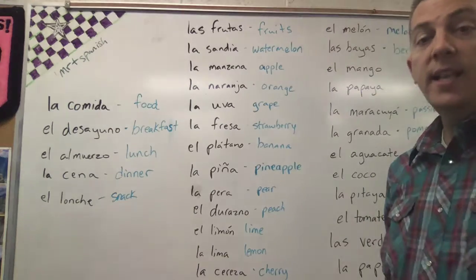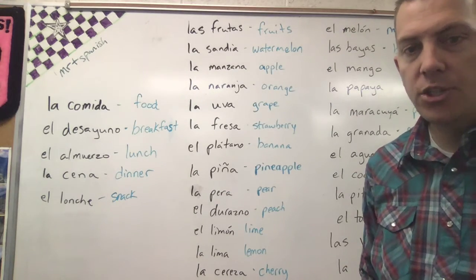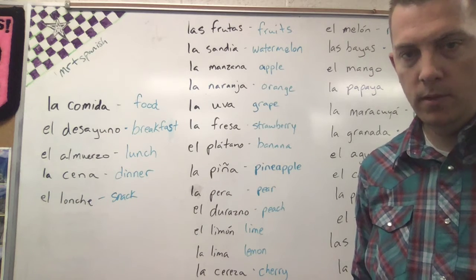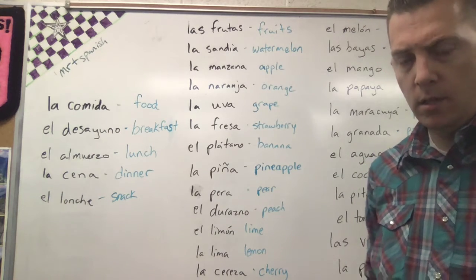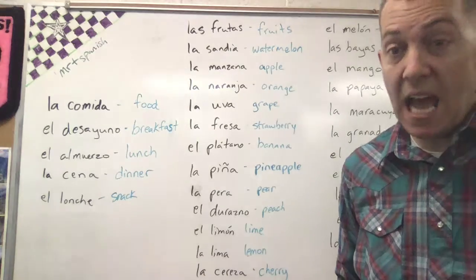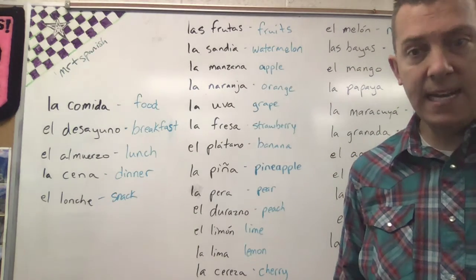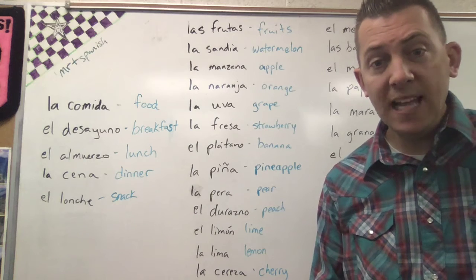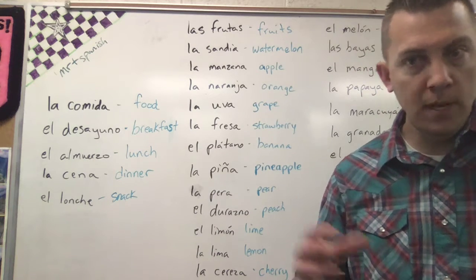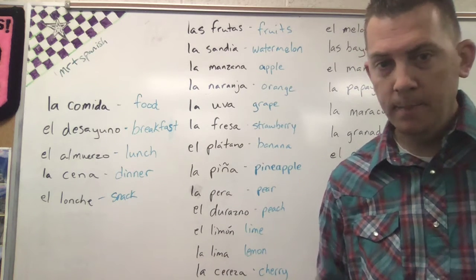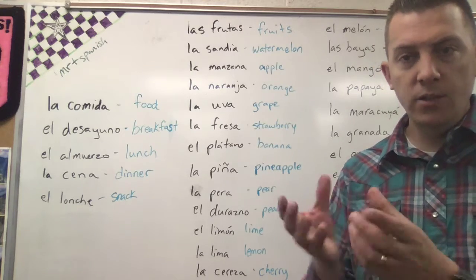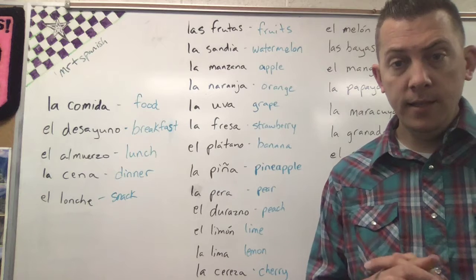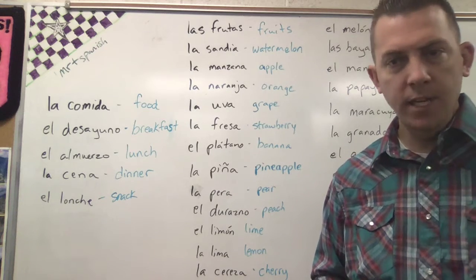Okay? La fresa, strawberry. El plátano is a banana. You might also hear banano or banana. We also have a thing called plantains that is a plátano macho, plátano maduro, or plátano verde. And those ones are used for frying. They're the ones that are sold individually, kind of bigger, longer, and they're hard. You don't just eat them.